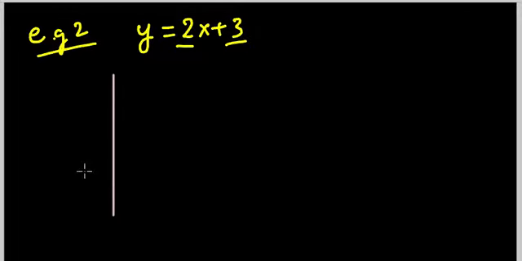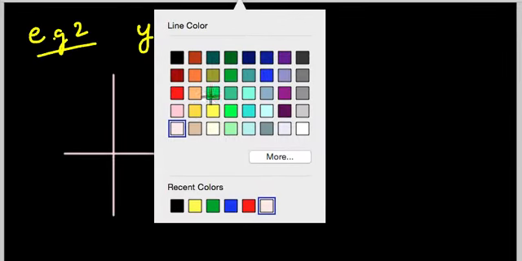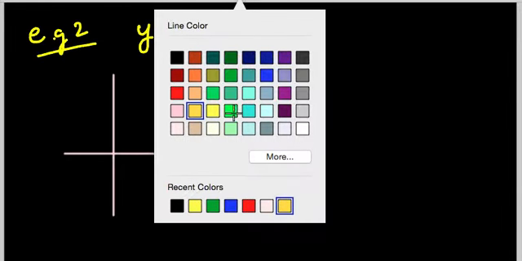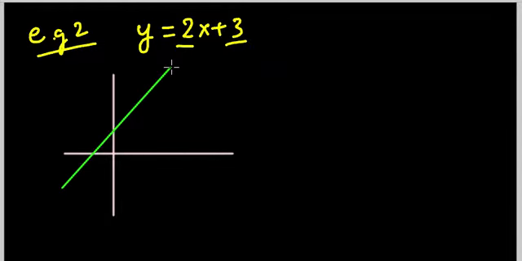So let's say I have here my axes, right? And since this is a linear equation, we know that it's going to be facing up because the slope is positive. And since we have a y-intercept of 3, let me get a different color here. Let me get green. So we have basically a line right there, and the y-intercept is a value of 3.